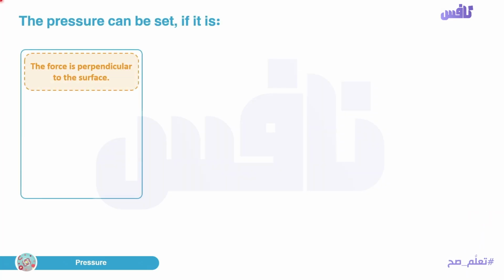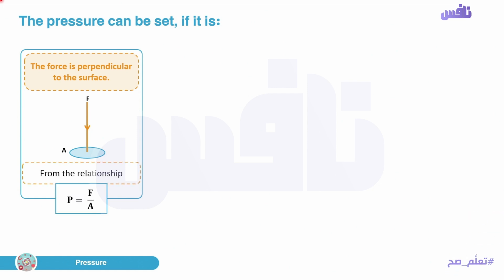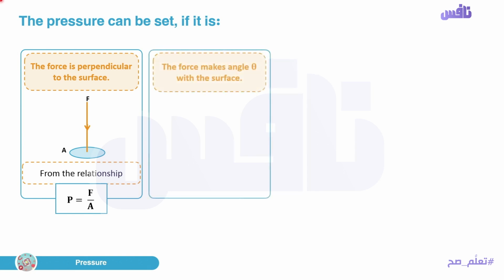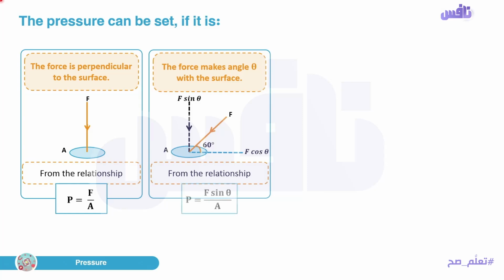What are the different factors affecting pressure, or what is the relation between pressure, force and area? First, if the force acts perpendicular to the surface, then from the relationship P equals F over A, the angle is 90, so the pressure will be at its maximum value. But if we have an angle theta, there is cosine or sine. So the final relationship will be P equals F sine theta over A.